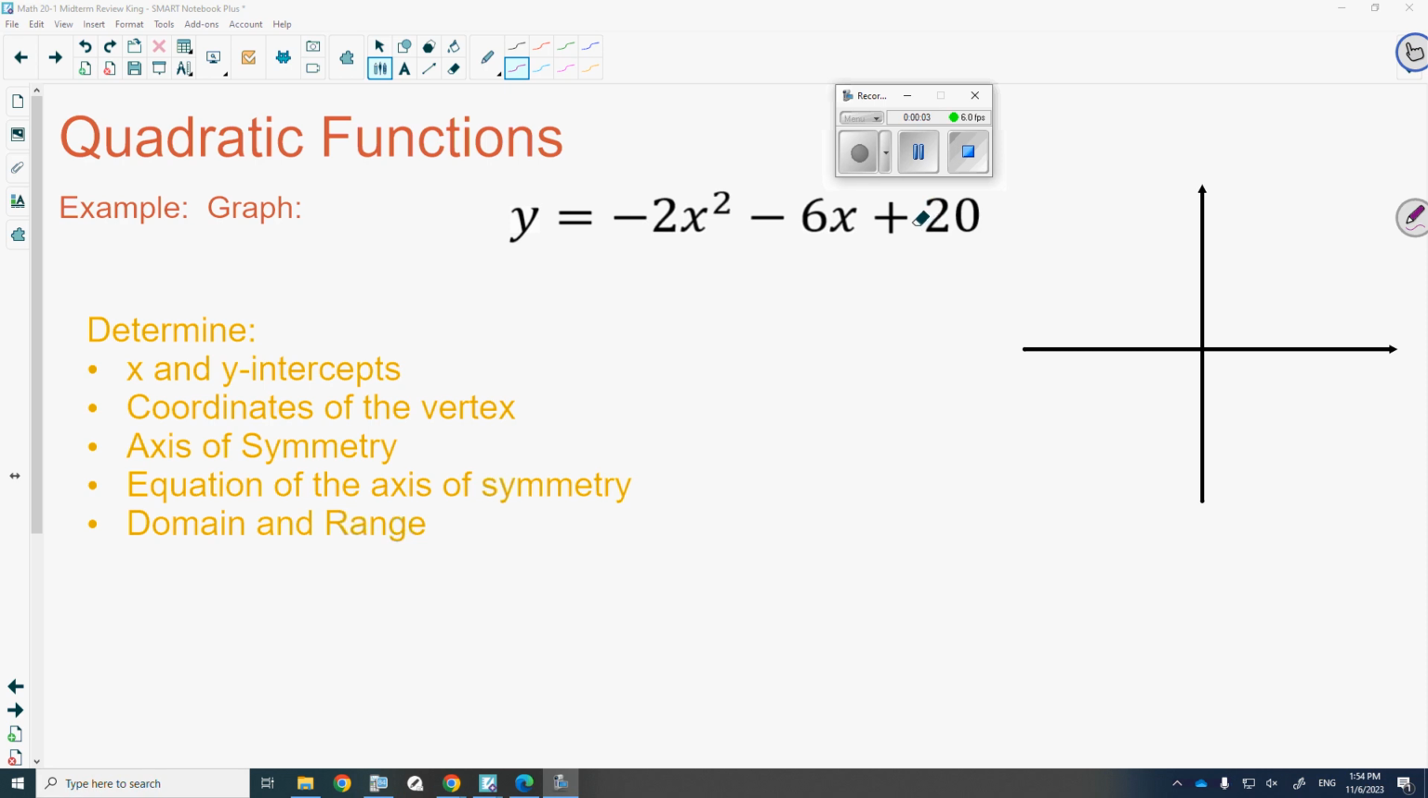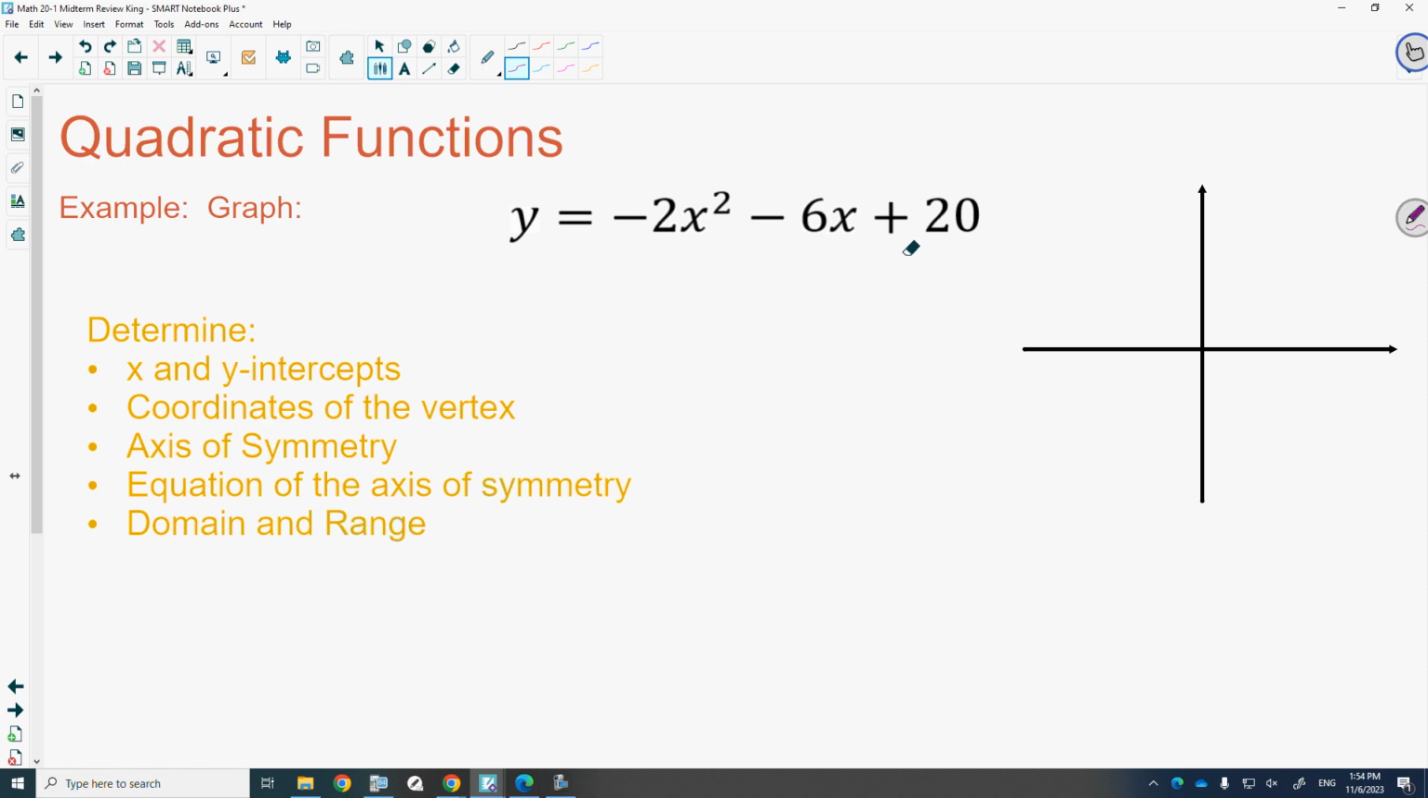This video is going to be our midterm review for quadratic functions, and we're going to look at this first question. You need to be really strong both algebraically and being able to use your calculator for this unit. So let's look at this first quadratic function, y is equal to negative 2x squared minus 6x plus 20.